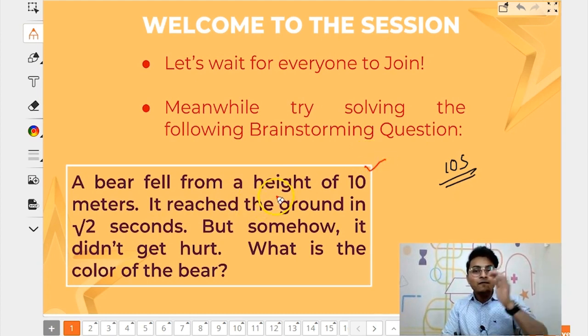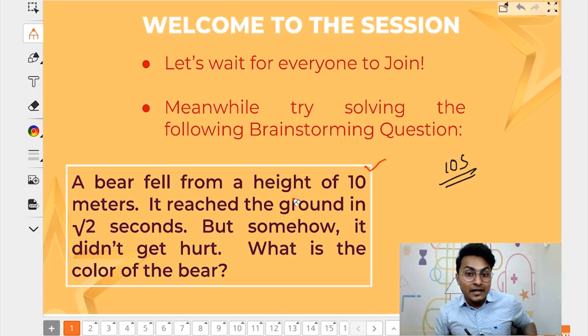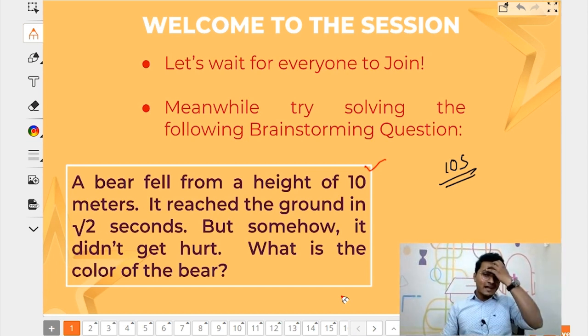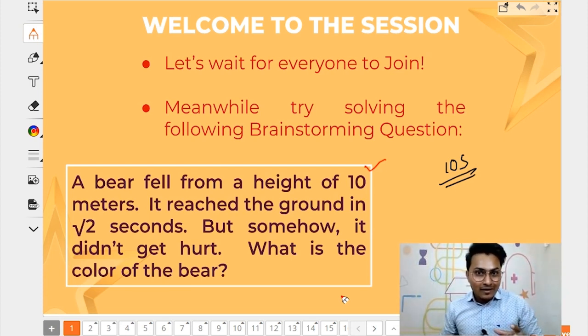Basically, a bear fell from a height of 10 meters. It reached the ground in root 2 seconds. But somehow it didn't get hurt. What is the color of the bear? What was the answer? Did anyone get the answer for this question? Black, brown, red, rainbow, white. Does anyone have an idea? Now you must be thinking, sir, what is the relation between these?